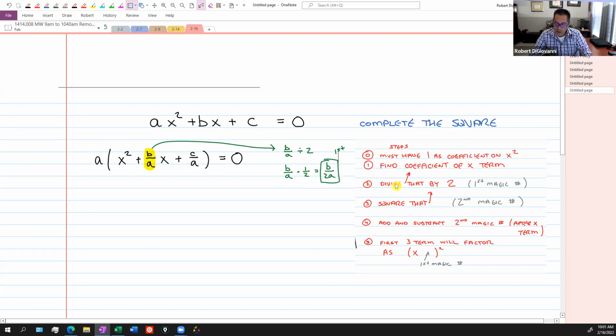The next step is going to be to square that, right? So now I'm going to take the b over 2a and square it, which gives me b squared on top and on the bottom 4a squared. So I'm just squaring the top, squaring the bottom. 2a times 2a is 4a squared.